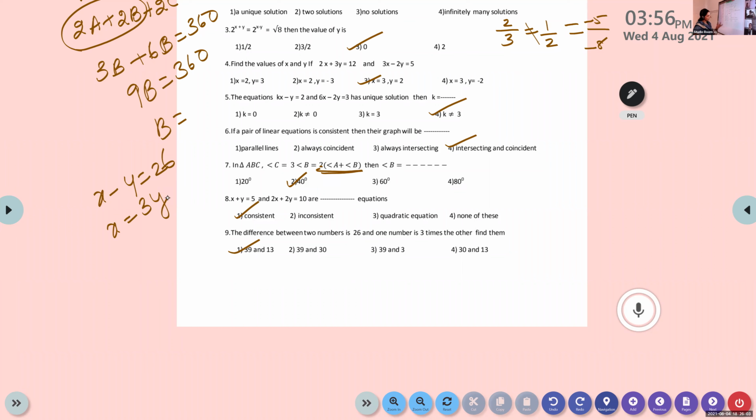Or in some cases, from the given numbers you can find the difference is 13. Here, if we subtract, we will not get 13. Here also we will not get 13. Here no 13. So in which case will you get a difference of 26? In 39 and 13 you will get 26, and one number is 3 times the other.